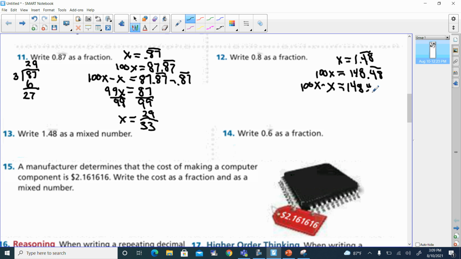Because that's going to be equal to 148.48 repeating minus, and we said x was 1.48 repeating. Well, the 48s get out of the way, so that leaves me with 148 minus 1. That's pretty easy math. That leaves me 99x over here equals 148 minus 1, that's 147. All right, now I've got to divide by 99 to get x by itself.